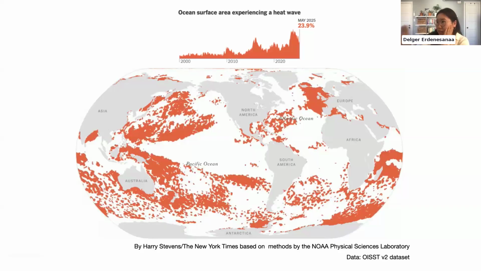This map was done by another graphics editor at the Times, Harry Stevens. It's from a story we did showing that these marine heat waves are forming all over the ocean with much greater frequency. In fact, they're reaching a point where this is the new normal.